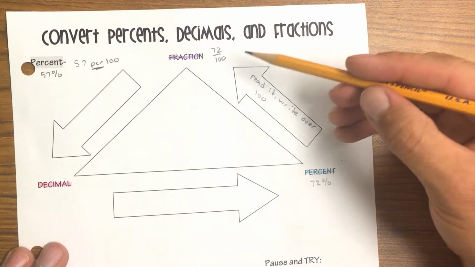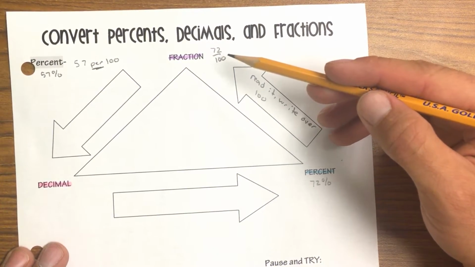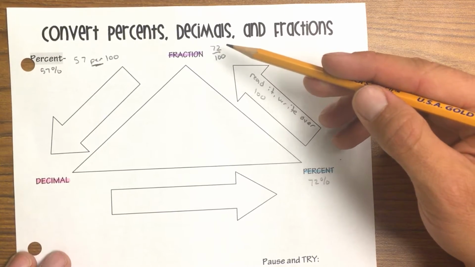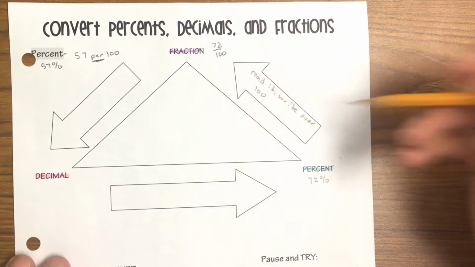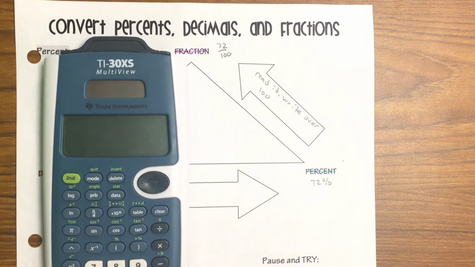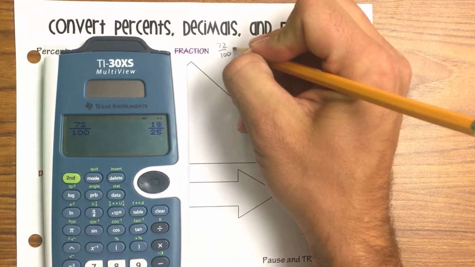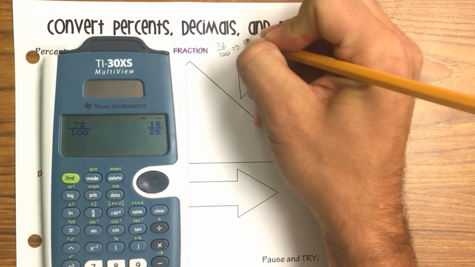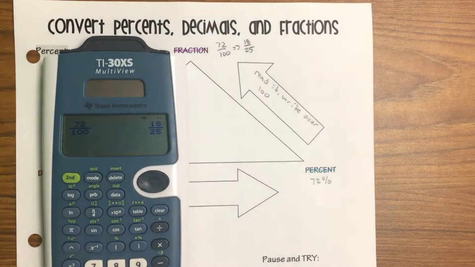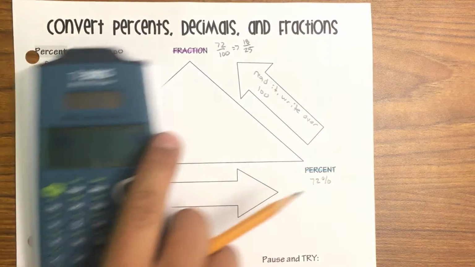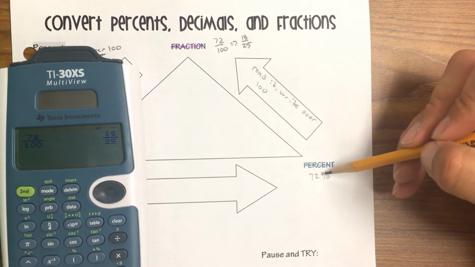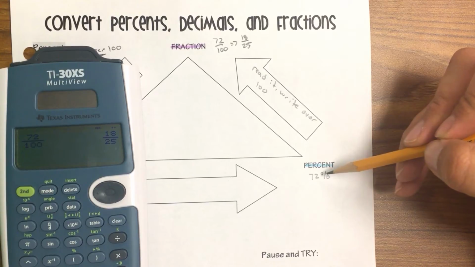Now the only thing we don't like about that number is that we can simplify. We don't want it to be 72 over 100 when we write it as a fraction. We want it in simplest form. So on my calculator, I'm going to put 72 over 100, and when I hit enter, it's going to simplify that for me. And I should get a nice number, 18 over 25. So 72 over 100 becomes 18 over 25. So to go from a percent to a fraction, we just read it. Whatever's in front of the percent sign goes on top.